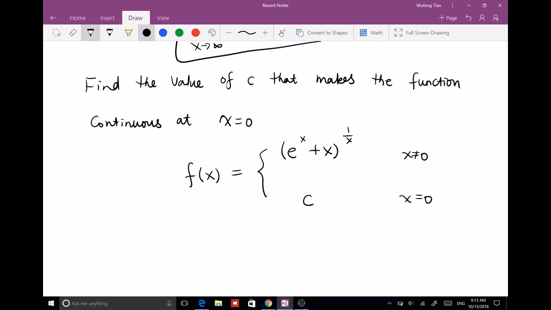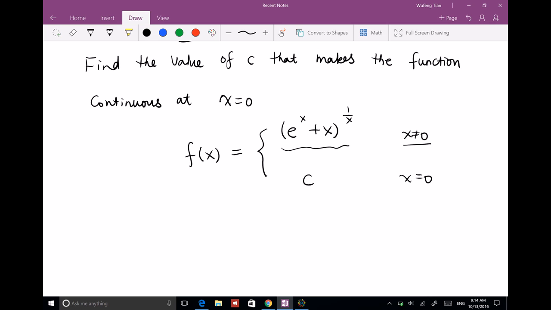Why do I define x not equal 0? Because x is a denominator here. You can look at this function, the x is a denominator right here, so x cannot be 0. So I have to define another number for this function for x equals 0, because this function is undefined when x equals 0. There is a denominator in the power here, which makes x unable to be 0. So I have defined another value.